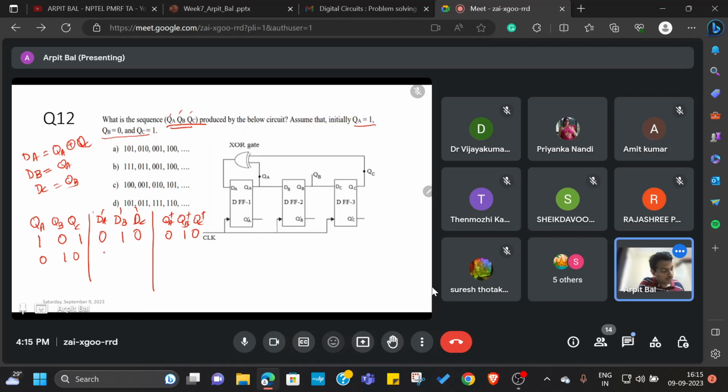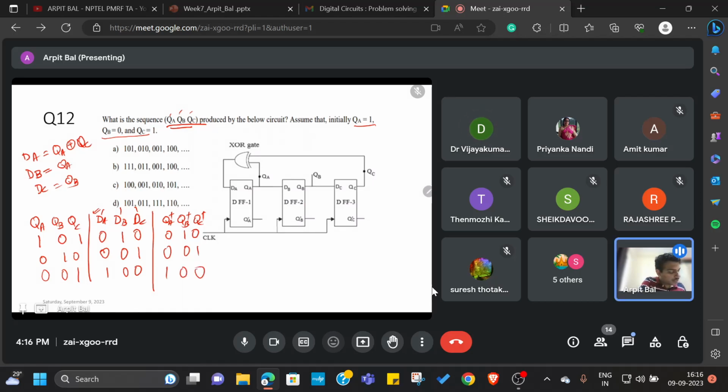Now what is going to be DA, DB, DC? DA is 1, 0, 0. DB is 0, 1. And 1. Correct. So it will be 0, 0, 1. Now what will be DA, DB, DC? 1, 0, 0. Correct. 1, 0, 0.